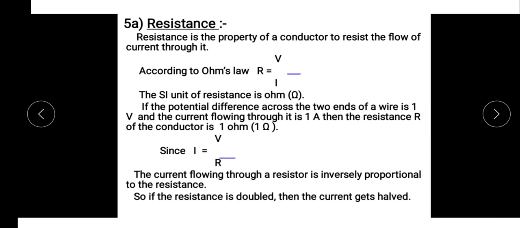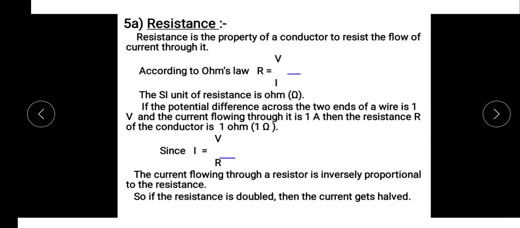Now let's start with our next topic, resistance. Already we have studied this. Go through the slide. Resistance is the property of a conductor to resist the flow of current through it. Look at the slide. According to Ohm's law, we know that R is equal to V by I. The SI unit of resistance is ohm.